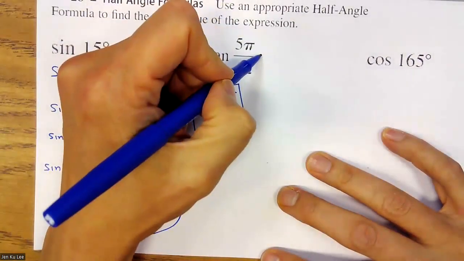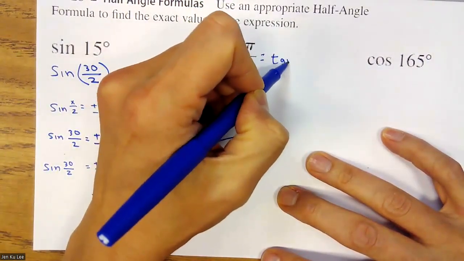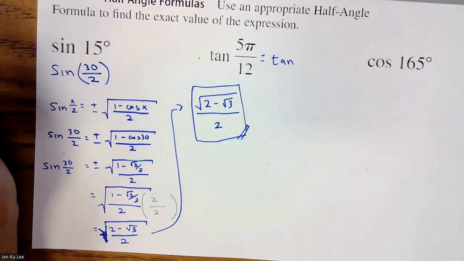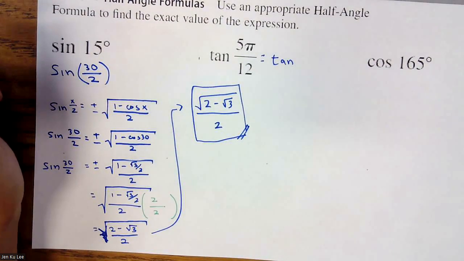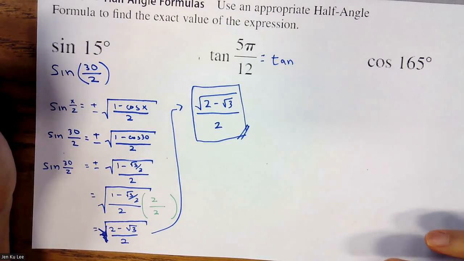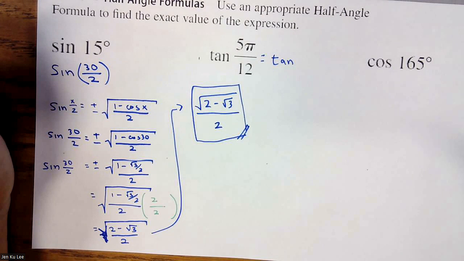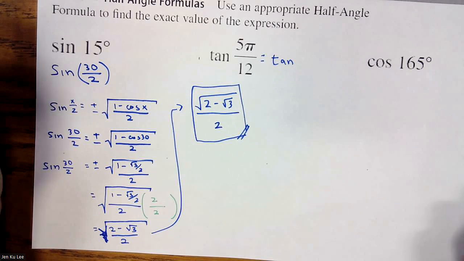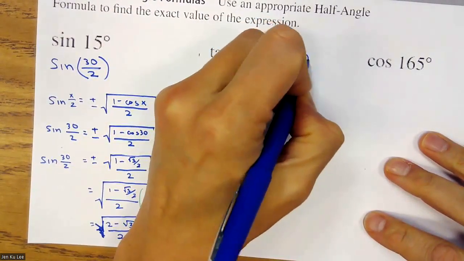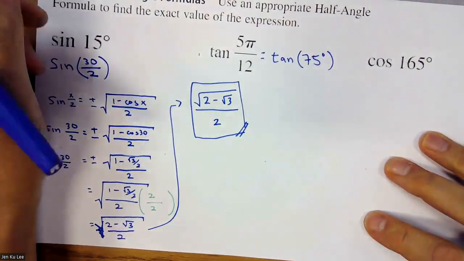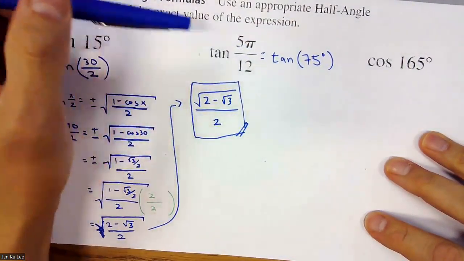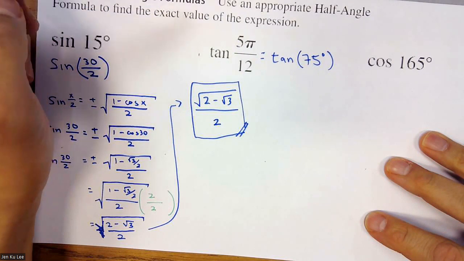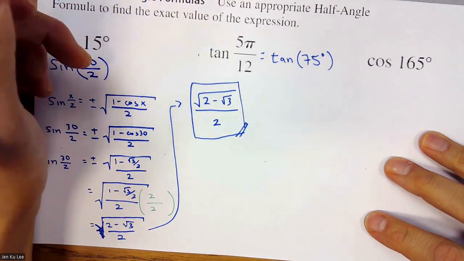5 pi over 12. Remember, we're going to turn that into degrees. So what is 5 pi over 12 in terms of degrees? 75. 5 times 180 divided by 12, that's 75.